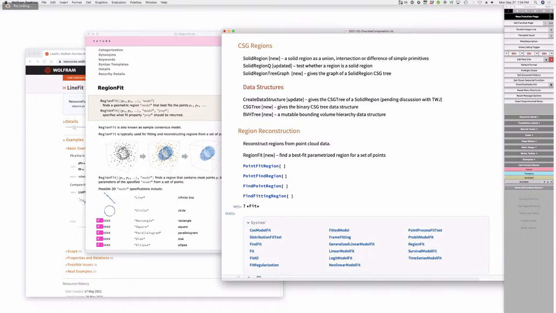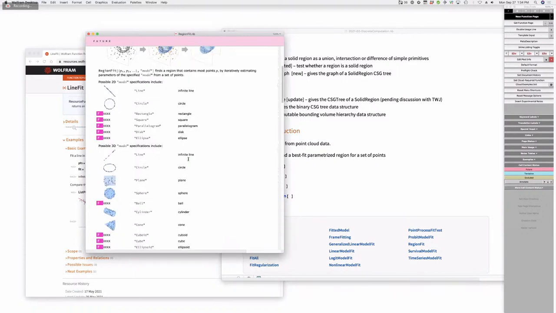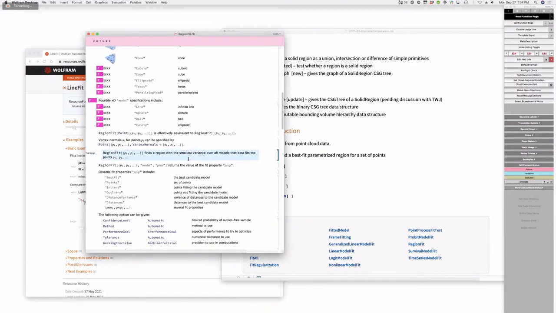All right. No square, an association with the center. Wait a minute. There's no square. There's a square here. What's? Yeah. This seems like a useful function, by the way. Very.